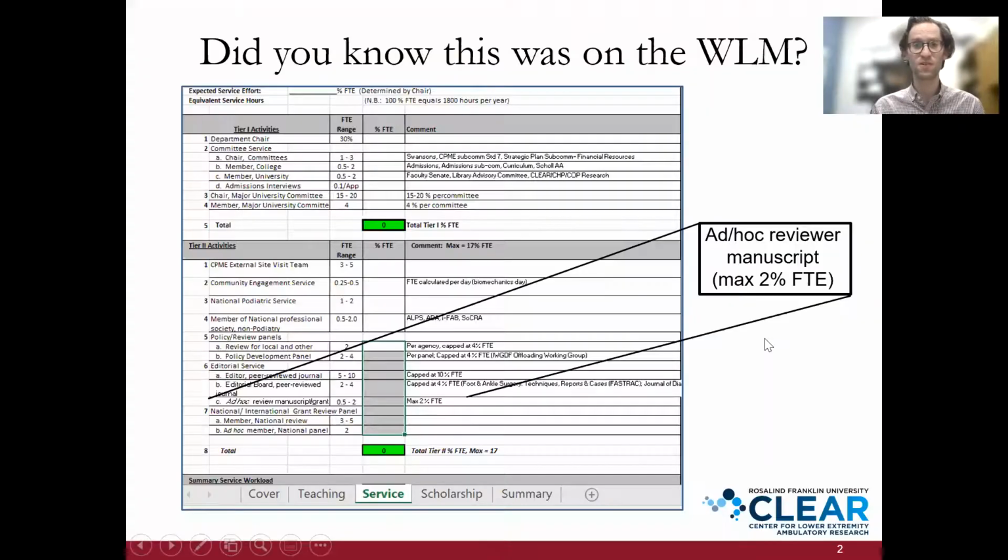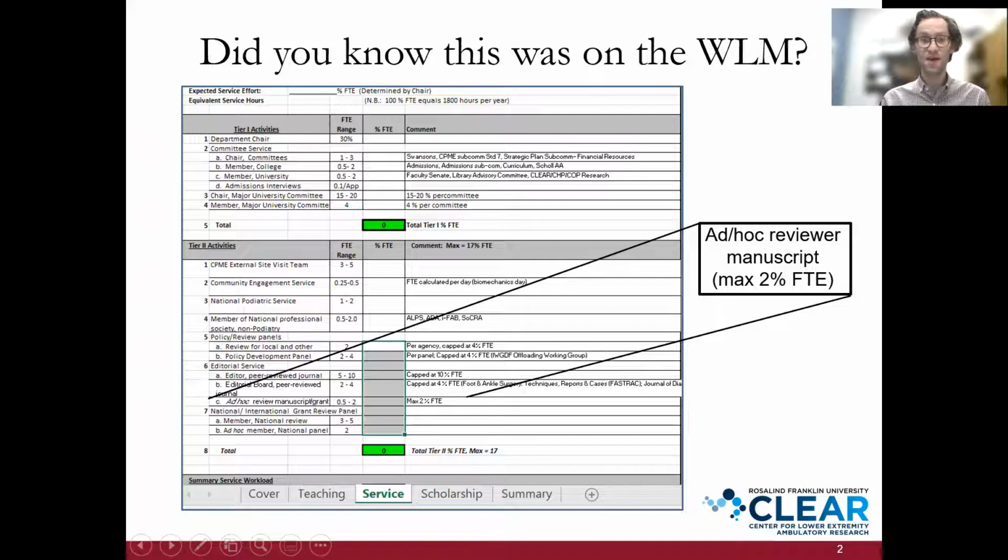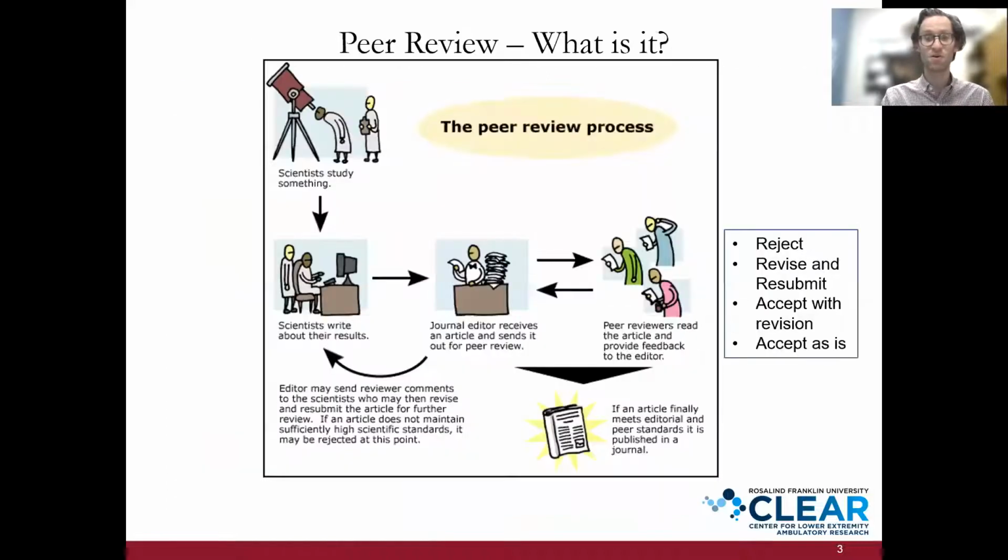So the reason for focusing on peer review actually relates to the workload model itself. If you look at the workload model, there's actually a line on the service tab that many people may glance over that says ad hoc reviewer of manuscripts, maximum of 2% full-time effort. So this is something that is valued by the college and reflected in the workload model. But even so, there are a number of other reasons to be involved in the peer review process, which you'll see in the ensuing slides.